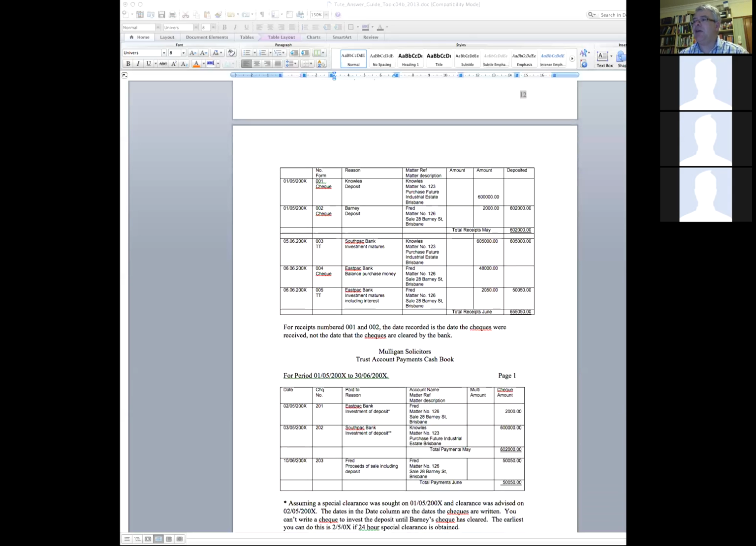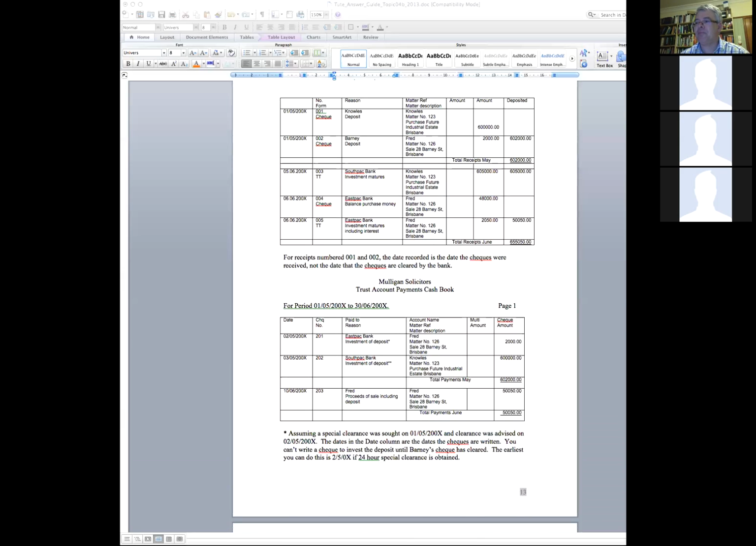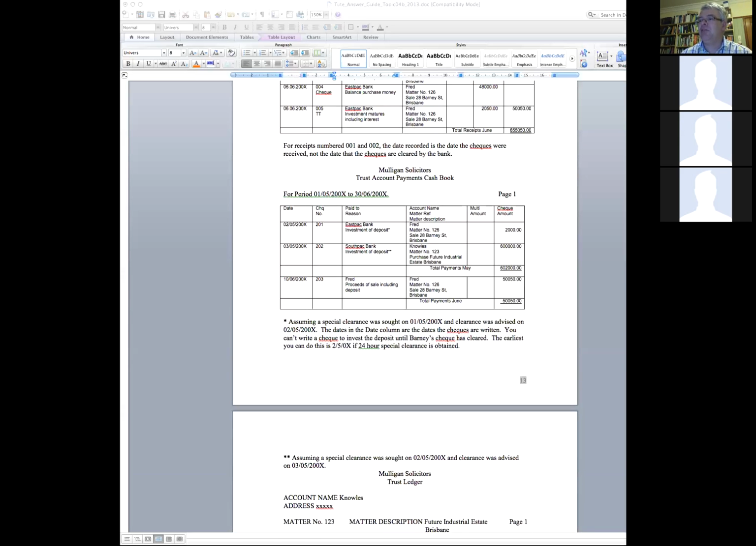So you can see there in the actual cash payments book, there's a little asterisk, and you see down here it says, assuming a special clearance was sought on the 1st of the 5th and clearance was advised on the 2nd. So basically when you're dealing with large amounts of money, you want to get those checks cleared, and then you can take it out of the trust account. So you can see there it's then coming out of the trust account and it's going to Southbank Bank, an investment of the deposit, $600,000. So that's a check going out.